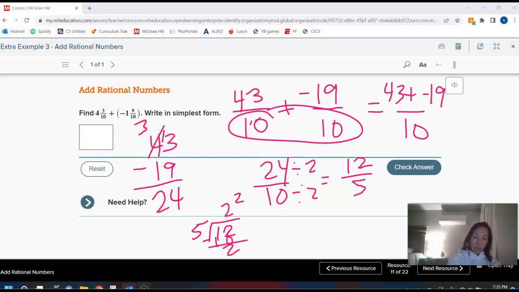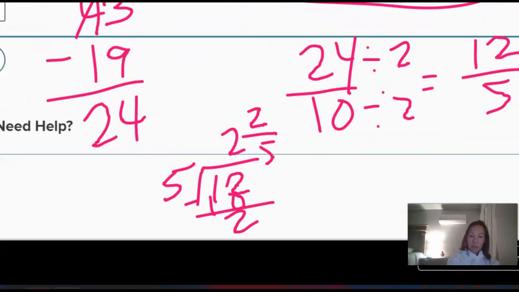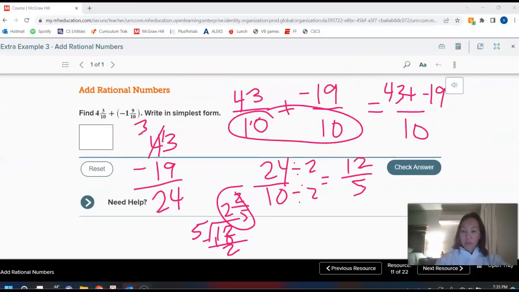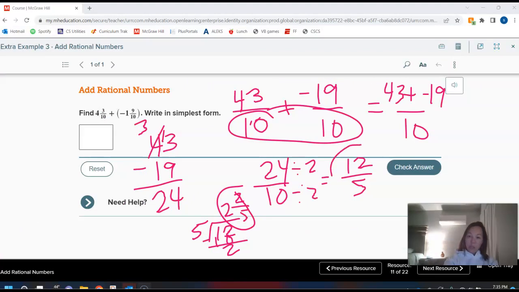And since there's a remainder of 2, oh my goodness, why this computer's so weird. It would be 2 2/5. Let me see if I can make this smaller. Oh, there we go. Okay. So either 12/5 or 2 2/5 for this one.